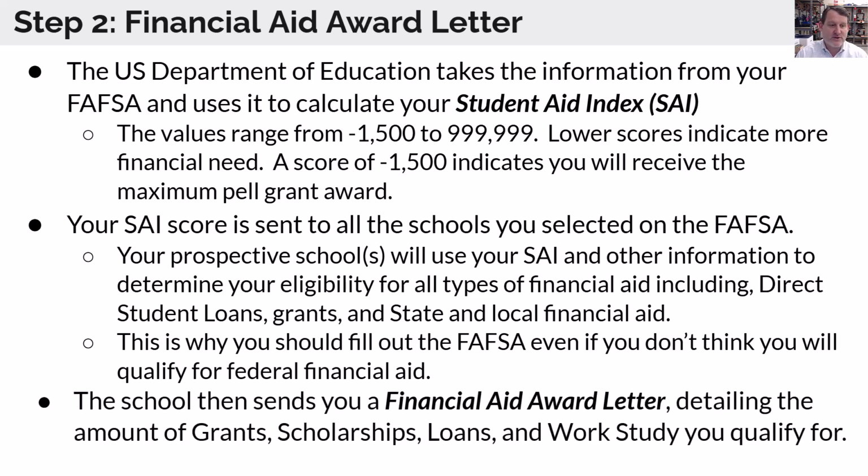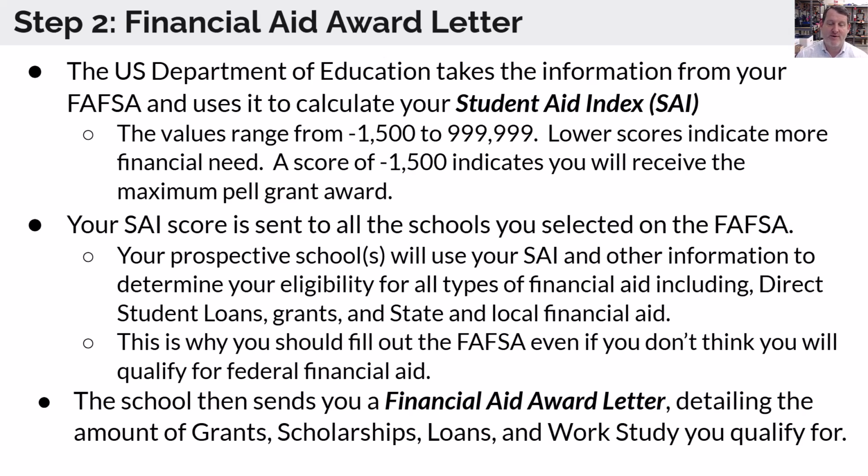After the school does all of that work and figures out exactly how much you qualify for, they'll send you a financial aid award letter. If you're going to school in the fall, you'll get those in late spring. It'll detail exactly how much in grants, scholarships, loans, and work study you qualified for, as well as any local or state financial aid. So it's going to be listing everything there.